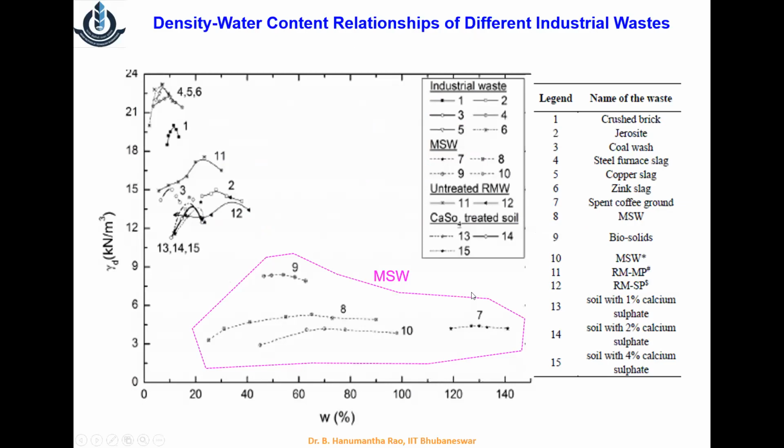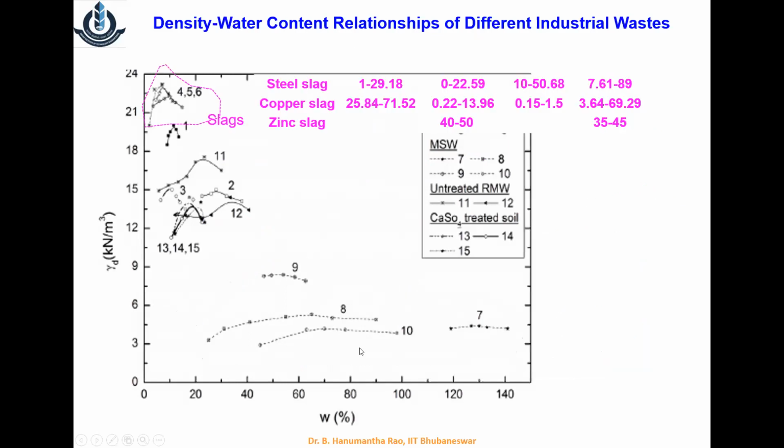different waste materials. Here you can see the lower spectrum of compaction graphs belong to the municipal solid waste, while on the left side, these are for other industrial solid waste materials. If you look at the municipal solid waste, you can see the gamma D is quite less, but the optimum moisture content is substantially high. Similarly, at the extreme left side on the topmost corner, all these compaction curves belong to the slag materials. These slags are produced by the steel industry, copper industry, and zinc industry. Interestingly, the gamma D is very high.